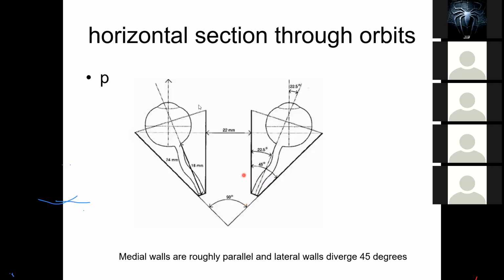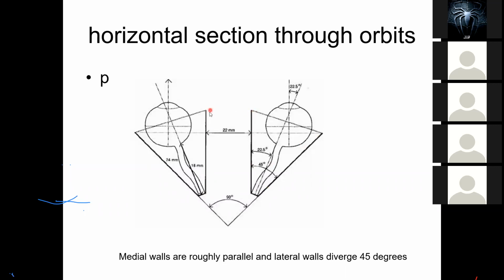Now you realize that these lines here demarcate the orbit. So this whole cone represents the orbit. This cone represents the orbit, okay? So this is one here, this is one there.